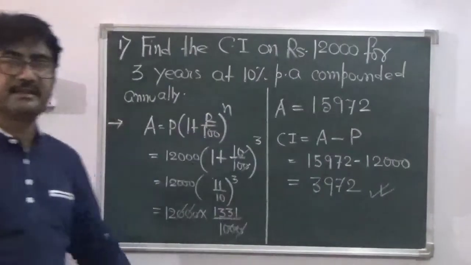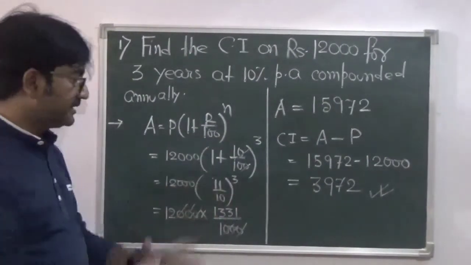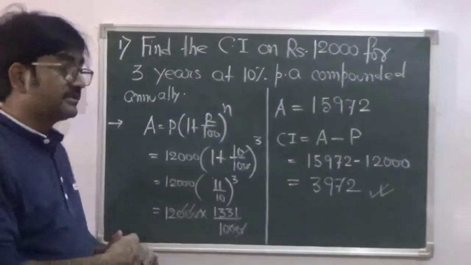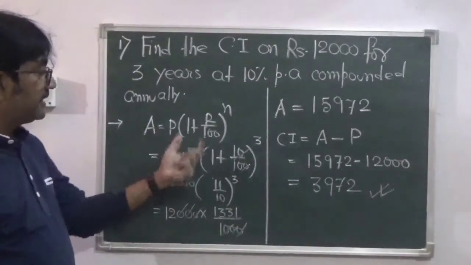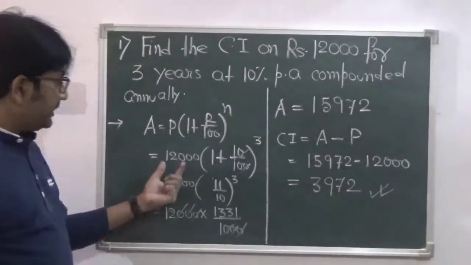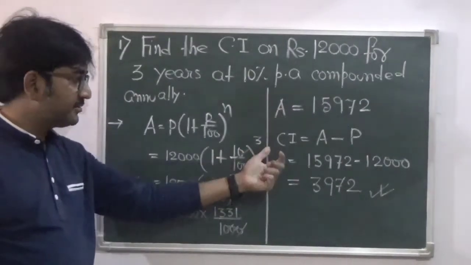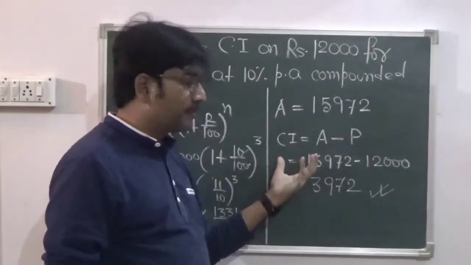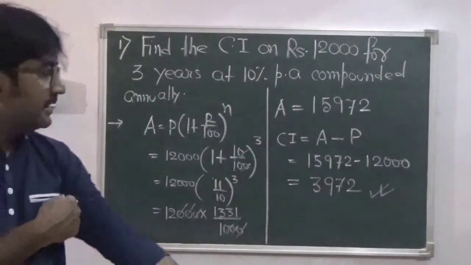So here it is very simple, not many steps, only the formula, but be careful with the calculation part. This is what is important here. You cannot commit errors while solving the problems, otherwise your marks will be deducted. So A is P into 1 plus R by 100 to the power n. P is 12,000, rate is 10%, time n is 3 years. After solving this, we get the amount, and then compound interest is amount minus principal.